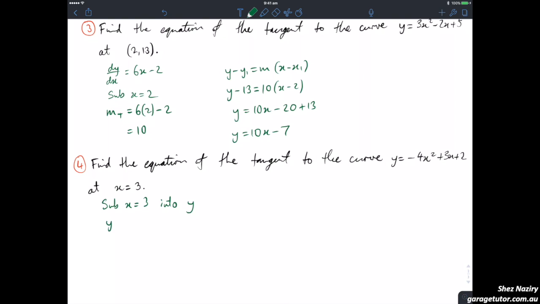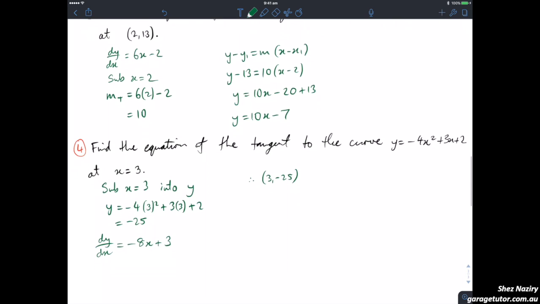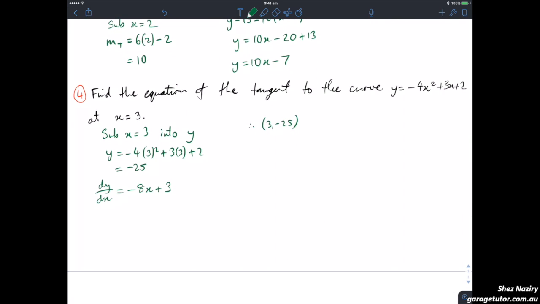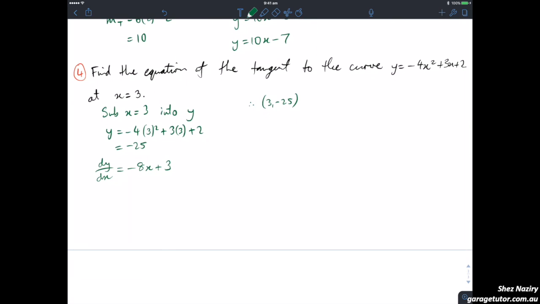Okay? So y equals negative 4 times 3 squared plus 3 times 3 plus 2. And what does that give us? Minus 25? Okay, so therefore I know my point is (3, negative 25). Now, with that, we will go on to differentiating the function. So dy/dx equals negative 8x plus 3. We good so far? Yeah. Negative 8x plus 3.